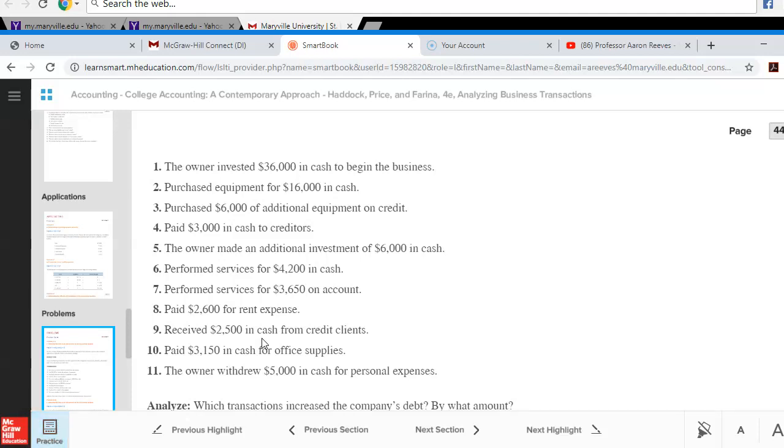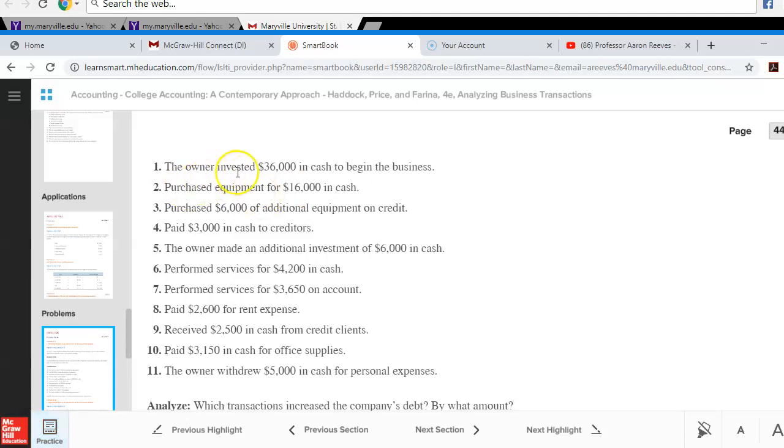Okay, let's get started. The first transaction says that the owner invested $36,000 in cash to begin the business. Your job is to analyze this transaction, meaning determine which accounts are involved in this transaction, determine if the accounts are increasing or decreasing, and what is the account classification, meaning is the account an asset account, a liability account, or does it fall under owner's equity?